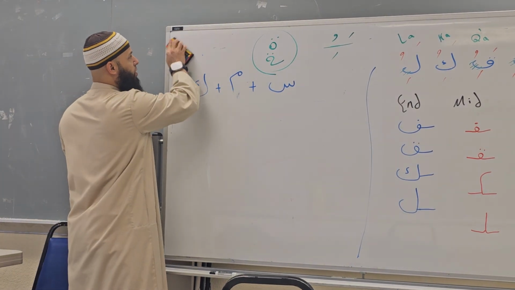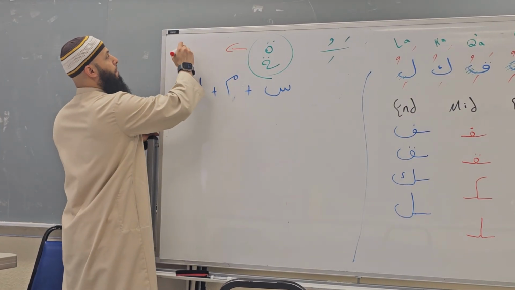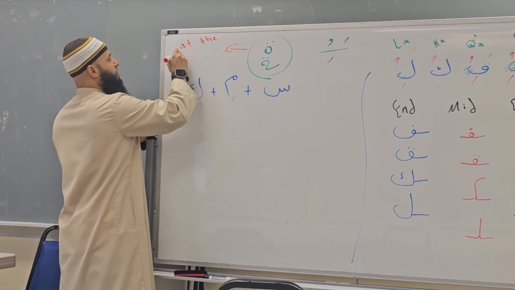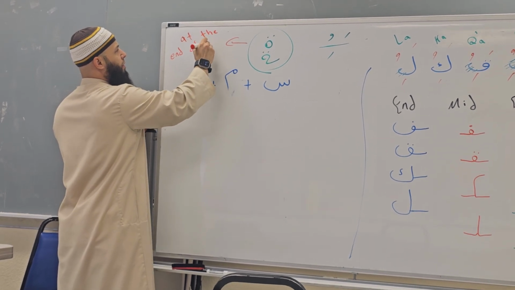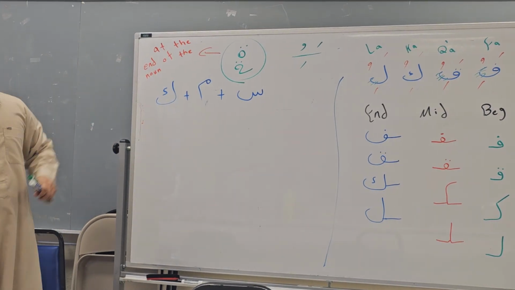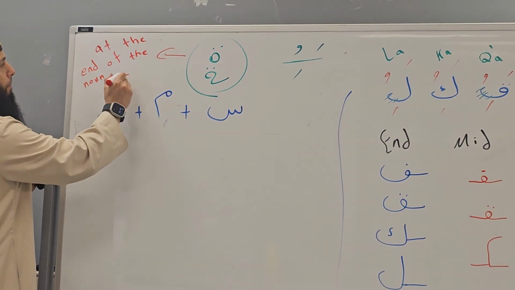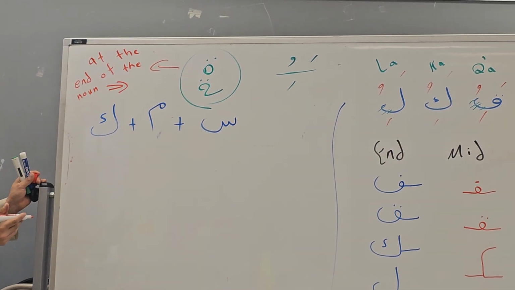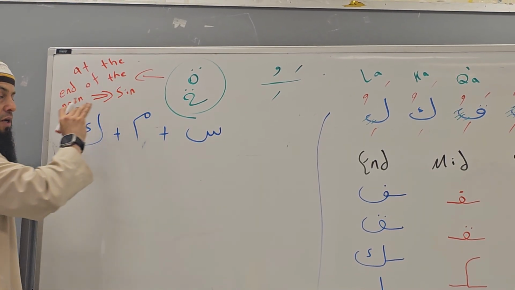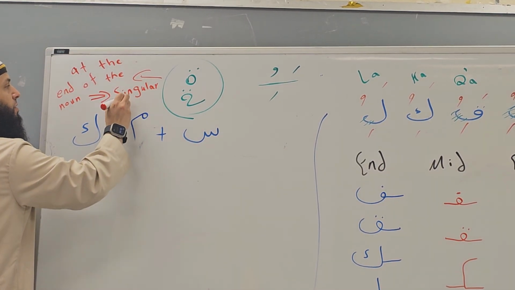So it comes at the end of the noun. Okay? It comes at the end of the word or the noun, indicating what? For what? Female. To indicate singular, single, not a plural, singular females.